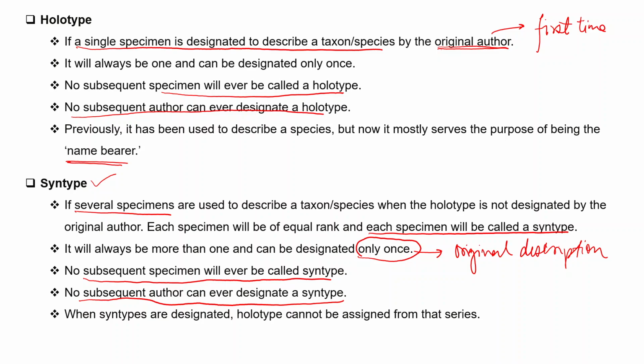One thing you should remember: once a series of syntypes are designated and later somebody finds out that a particular specimen is one of the best specimens describing the morphological characters, still that cannot be made a holotype. So when syntypes are designated, a holotype cannot be assigned from that series. The holotype has to be single, designated by the original author. But if a holotype is not designated, then the original author can designate a series of syntypes.